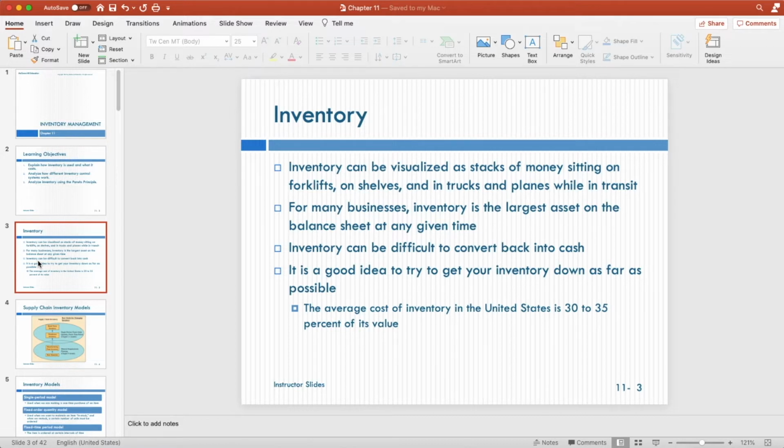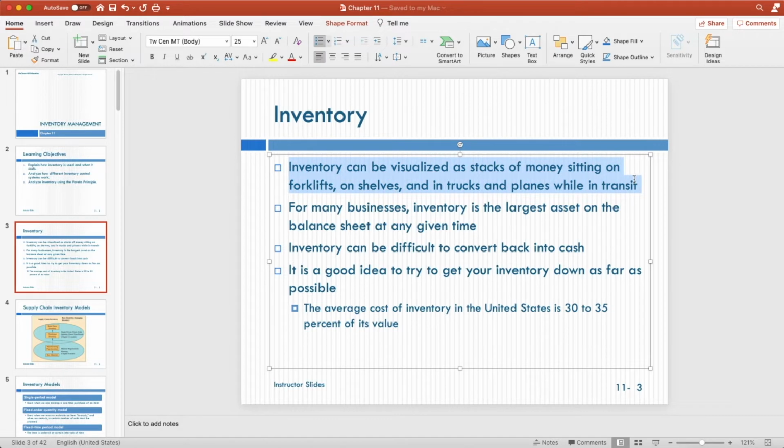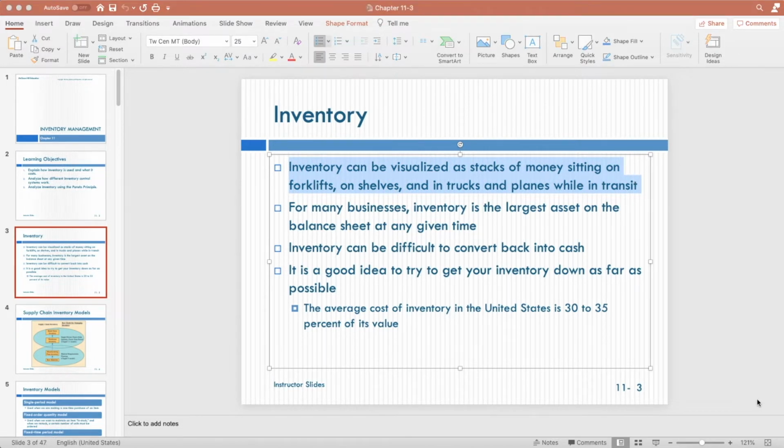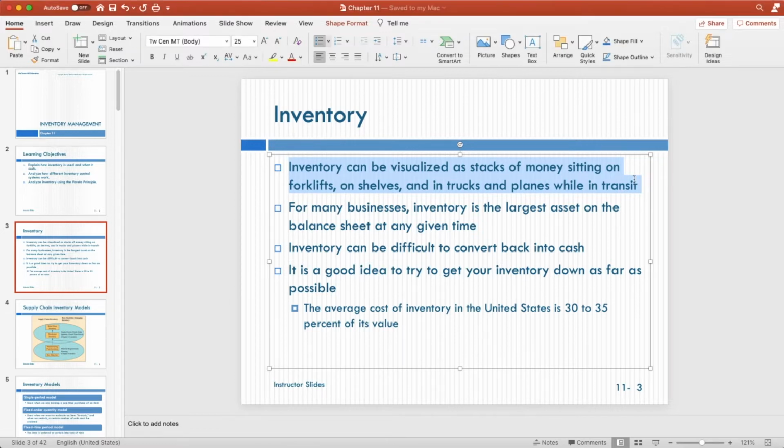As you can see here, the inventory definition is very straightforward. What is inventory? Inventory can be visualized as stacks of money sitting on forklifts, on shelves, and in trucks and planes while in transit. From this definition, you can already see that inventory itself can account for many different things within the whole production procedure.